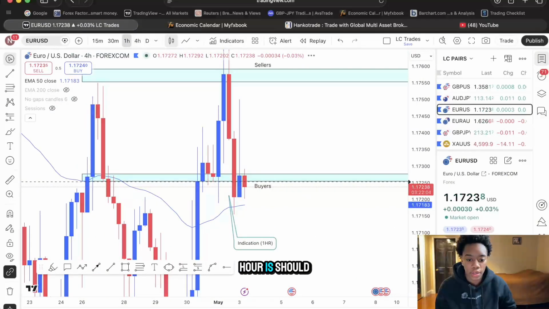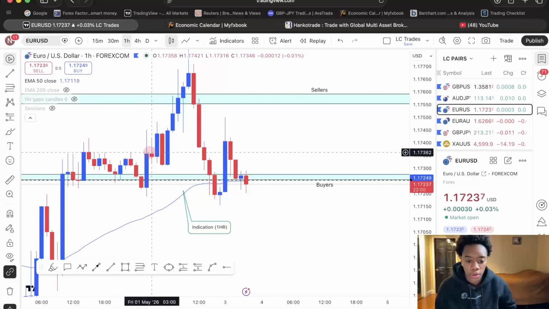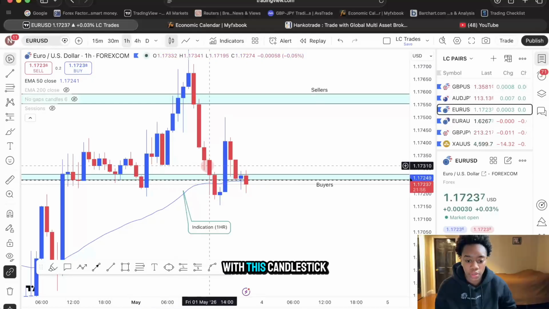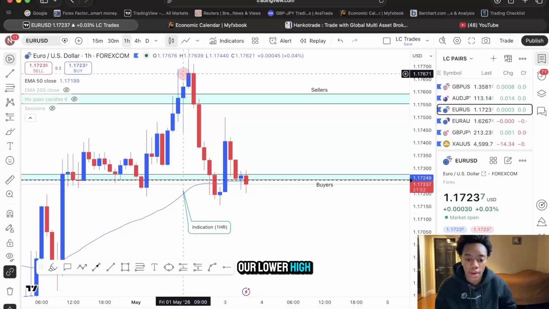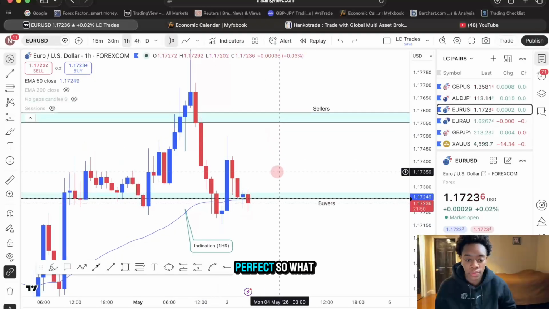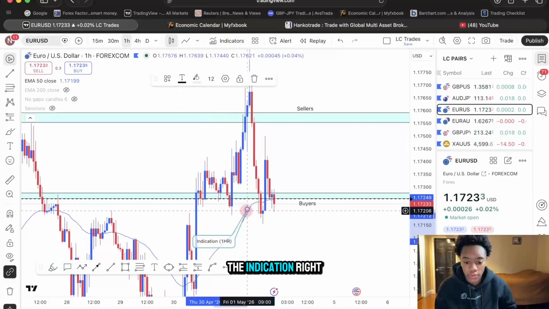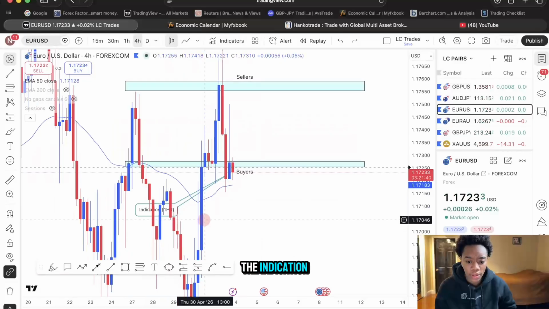And the 1 hour should be the same. It is. All right. Higher low, higher high, higher low, higher high. Once this higher low got broken with this candlestick, we reversed the trend. We are now bearish. So there's our lower high right here and there's our lower low. Perfect. So what am I waiting for? I already have the indication right here.